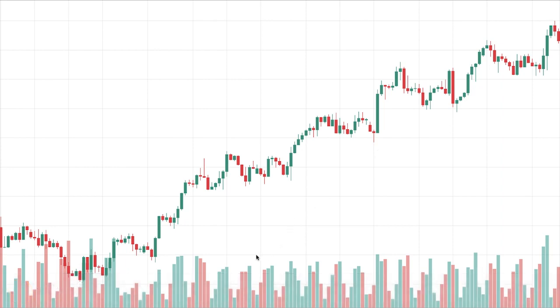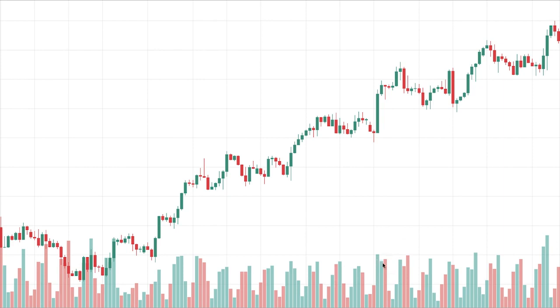Volume is usually represented at the bottom of price charts. As you can see here, we have some vertical bars, usually green and red, and each bar shows the volume on the selected time period. For example, this is the price chart of Apple, and the time frame of the chart is set on 1 day, so each bar shows how many shares are traded on each day.